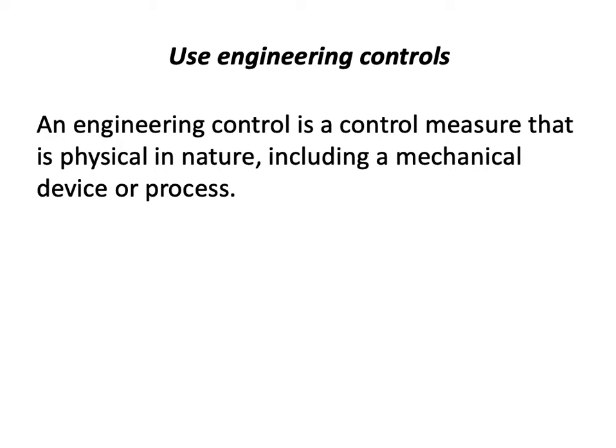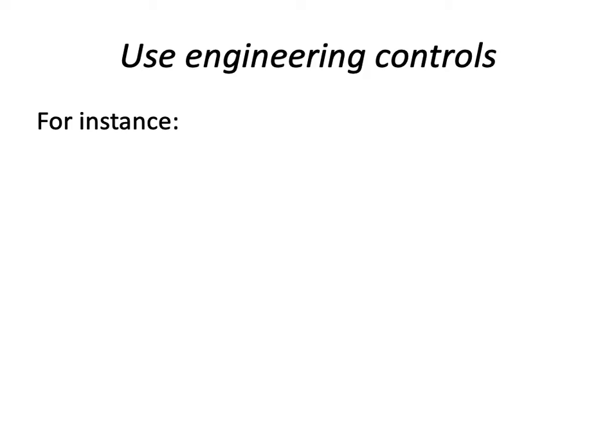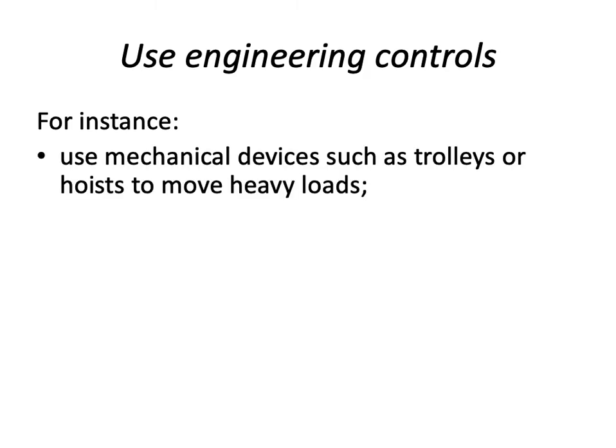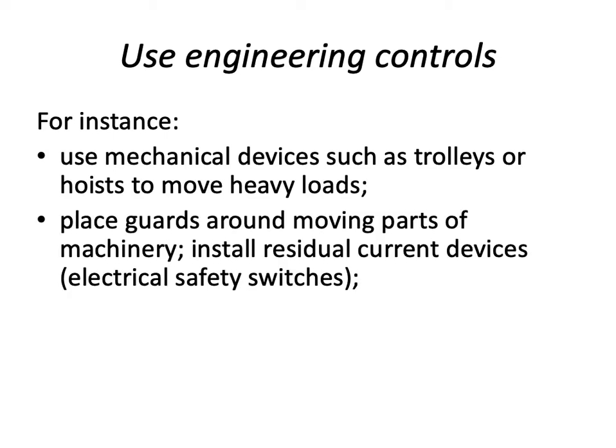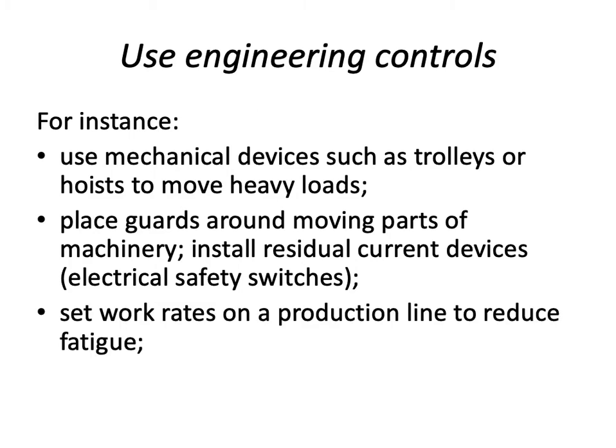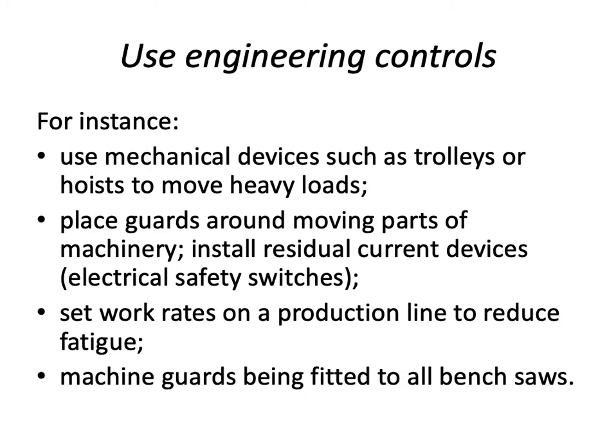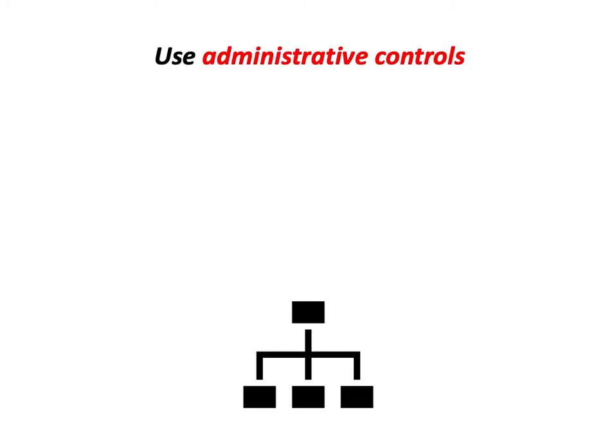An engineering control is a control measure that is physical in nature, including a mechanical device or process. For example, use mechanical devices such as trolleys or hoists to move heavy loads. Place guards around moving parts of machinery. Install residual current devices, electrical safety switches. Set work rates on a production line to reduce fatigue. Machine guards being fitted to all bench saws.